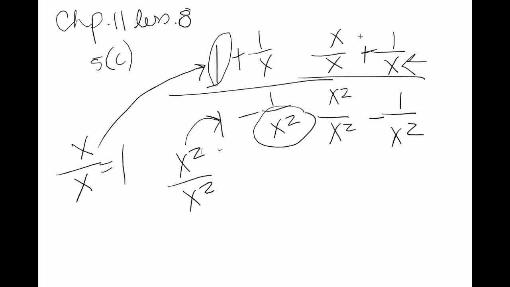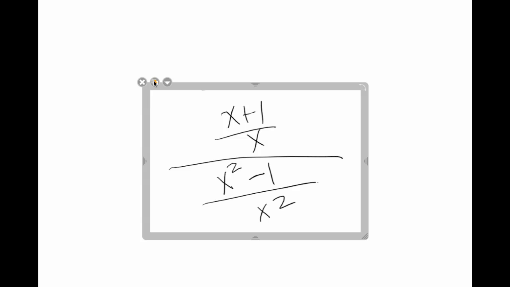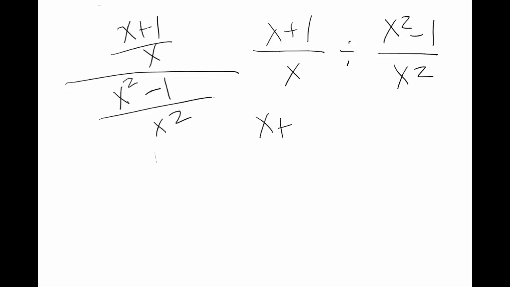So up here in the numerator, x plus 1 over x is what I get. And then the denominator, I have x squared minus 1 all over x squared. And I'm going to grab this and take it to a new page so I have more room to write. But what we do with it at this point, we just have two fractions divided. So we can apply our fraction rules at this point. x plus 1 over x divided by x squared minus 1 over x squared is the same thing as x plus 1 over x times x squared over x squared minus 1.